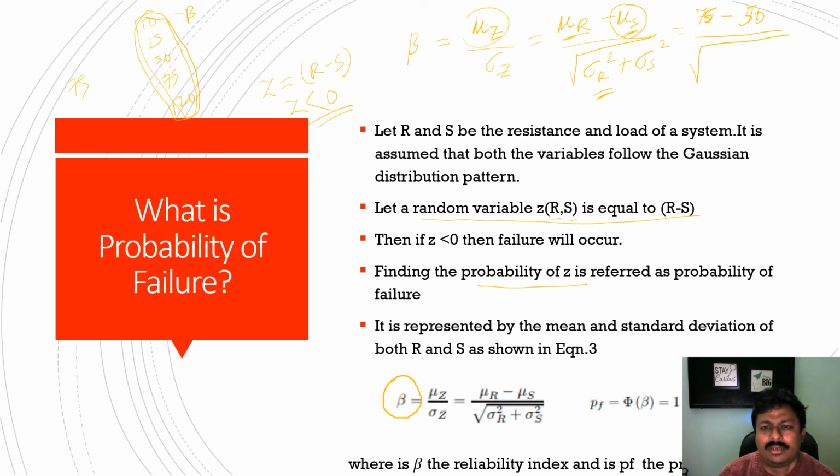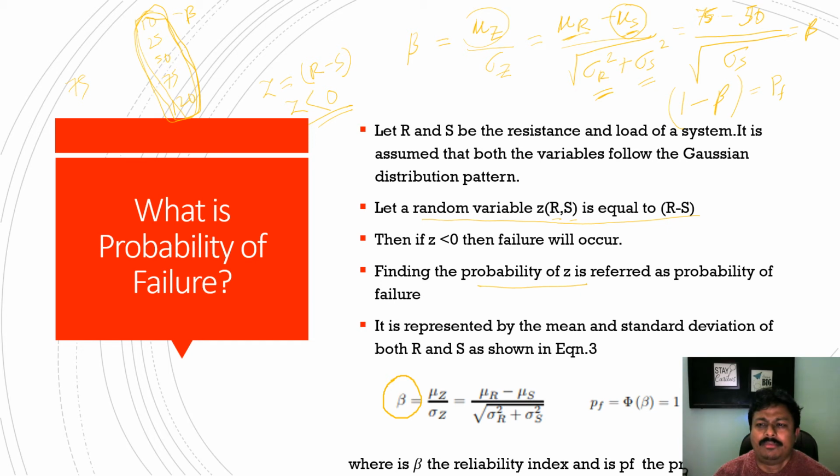As you can see, there is no deviation for the resistance because there is only one data, and standard deviation of S means standard deviation of this series. So basically this becomes sigma S. So this will give you the beta, and when you deduct beta from 1, then you get the probability of failure.